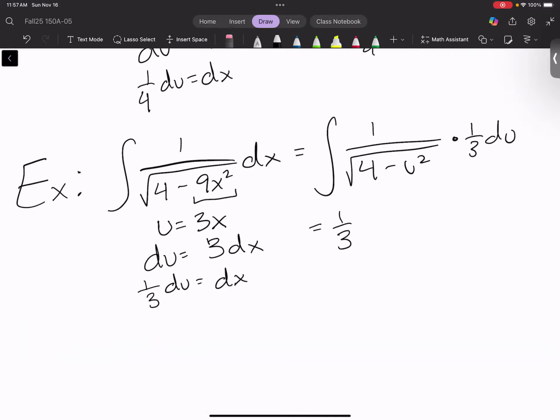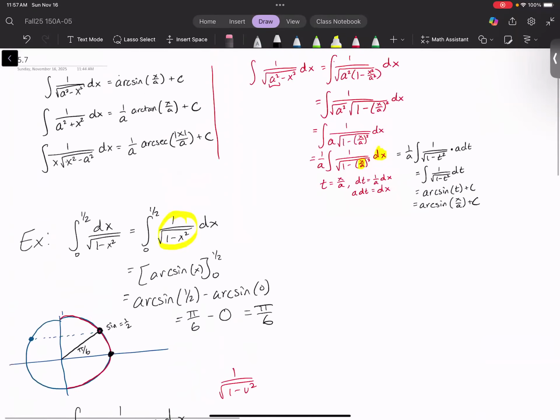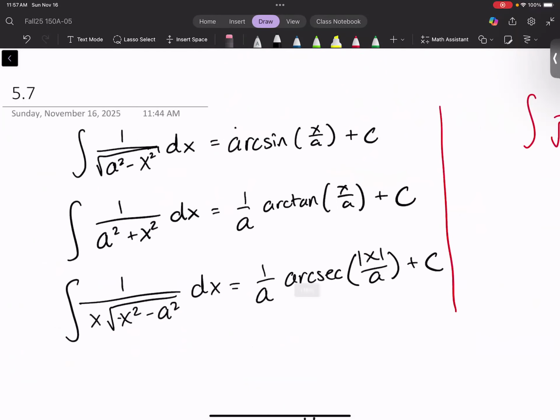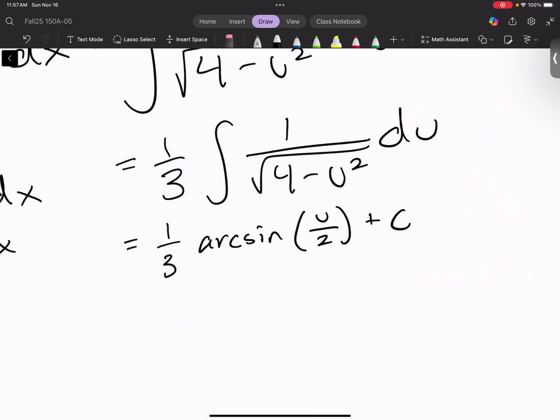I can factor out the 1/3. And you notice this is not quite arcsine. But we wrote this at the beginning, remember? For a general a, when it's a squared minus x squared, we just get arcsine of x divided by a. So here we get 1/3 arcsine of u divided by 2. So remember this is 2 squared right here. 2 squared, you want to do the square root of it, right?